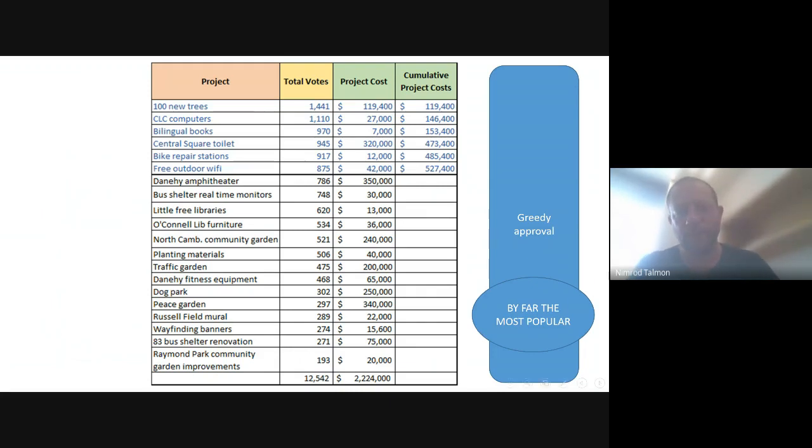So for this example, it was supposed to stop just after bike repair stations, at which the total cumulative project cost was almost $500,000. And then if you also decide on funding this free outdoor Wi-Fi, then it will go over the limit. So in Cambridge, the city said, okay, we can also fund this, and then they went a little bit over the limit. But this very simplistic, greedy approval algorithm is what was used in Cambridge and also still in Paris and in basically most of the places on Earth. So this is by far the most popular algorithm.